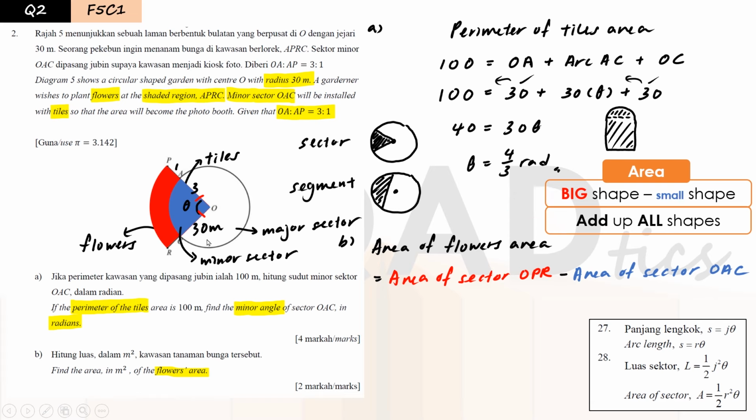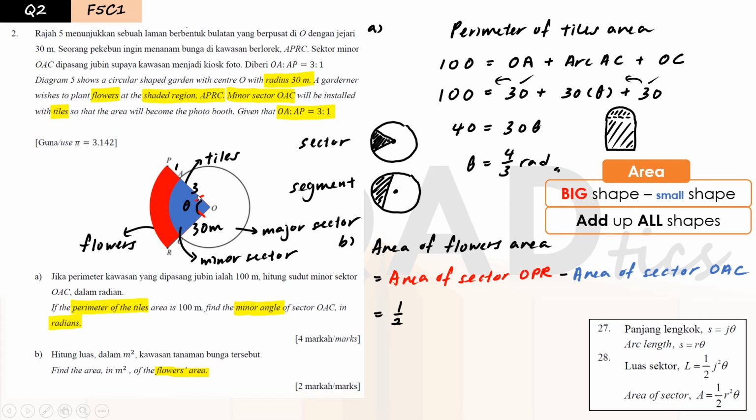Alright, so now let's go back to our question here. We are trying to find the area of sector OPR and OAC. So how do we do that? Well, we can look at our formula sheet. Formula 28, area of sector equals 1 over 2 r squared theta. So for area of sector OPR, let's start off with 1 over 2. But how about the radius?